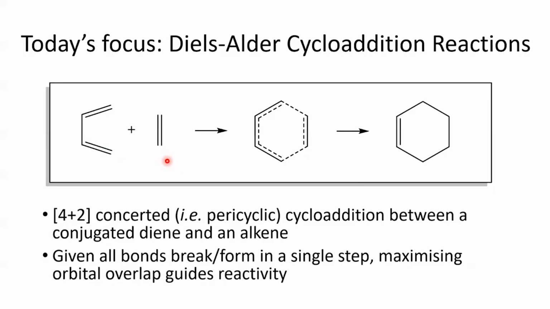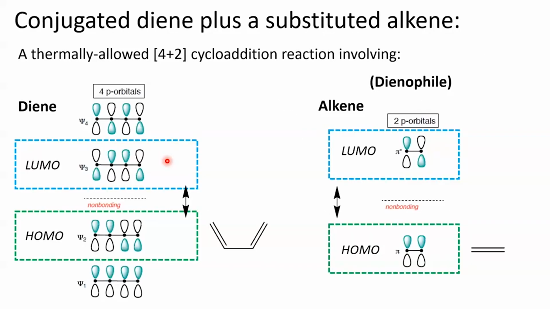Given that this is a pericyclic reaction and all the bonds are going to be breaking and forming in a single step, ensuring you maximise orbital overlap between the two reactants is what guides reactivity in these reactions. So Diels-Alder reactions are thermally allowed by the Woodward-Hoffmann rules, and being a 4+2 cycloaddition, we need to consider the 4p orbital arrangement of the diene and the 2p orbital arrangement of the alkene.